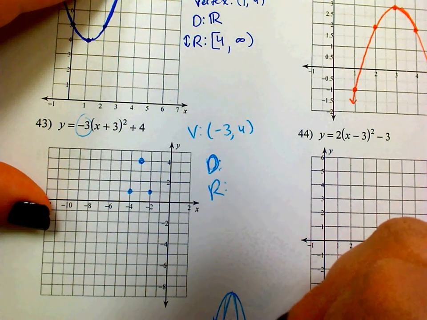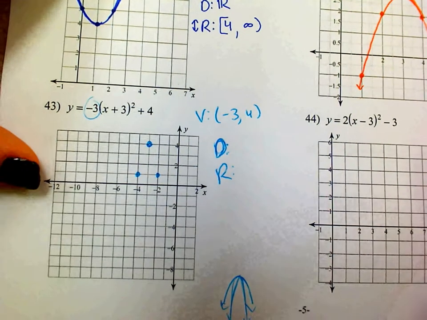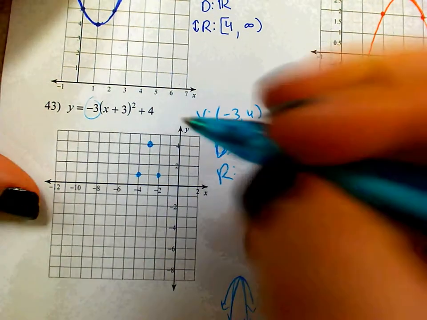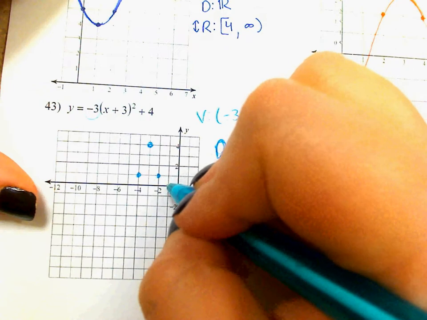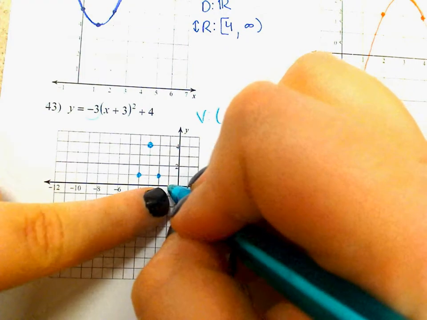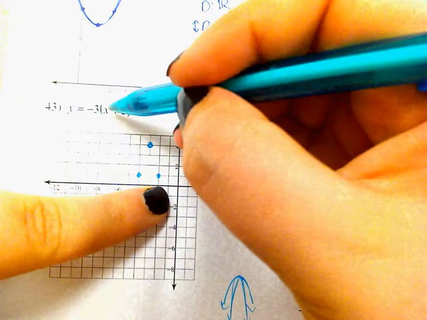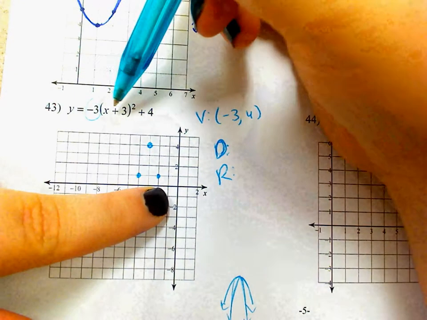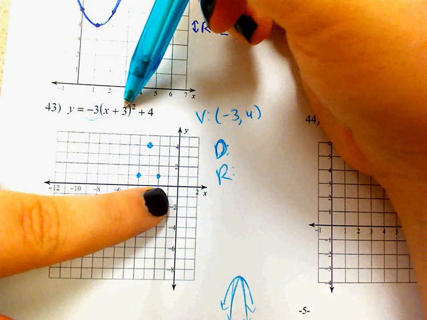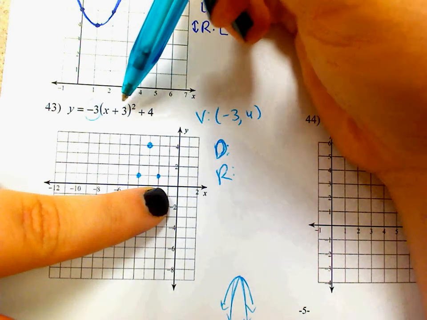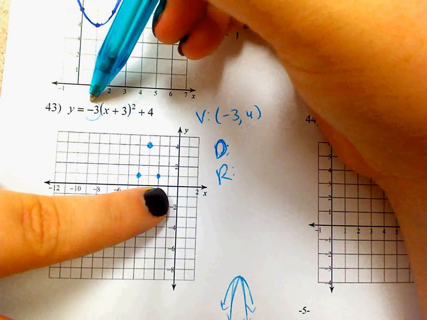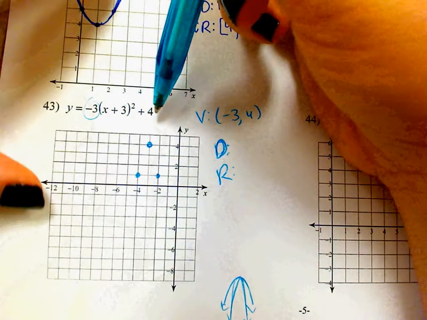Okay? We need one more point. So I always go to the right, another one, so that's when x equals negative 1. So you could just do this in your head, like when x equals negative 1. Negative 1 plus 3 is 2. 2 squared is 4, like I said. 4 times negative 3 is negative 12, and negative 12 plus 4 is negative 8. Or you can just write it out. Negative 3 when x equals negative 1.